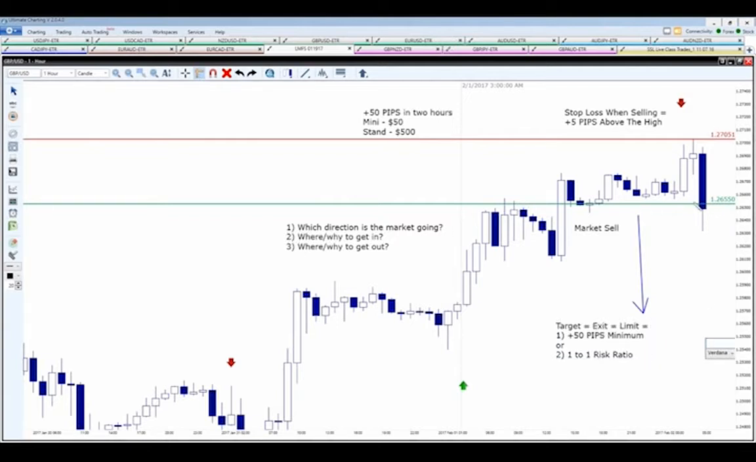Let's come in here with that measuring tool and measure down 50 pips. Hold on one second. There we go. Okay, so let's measure 50 pips down. There, so 1.2604.